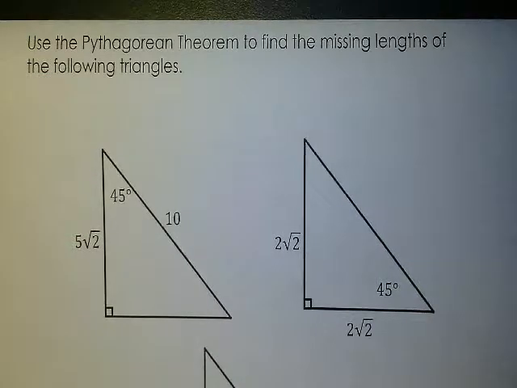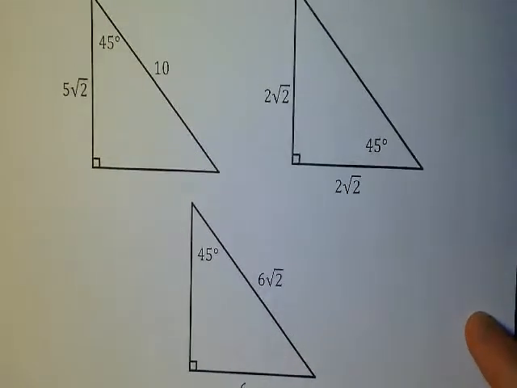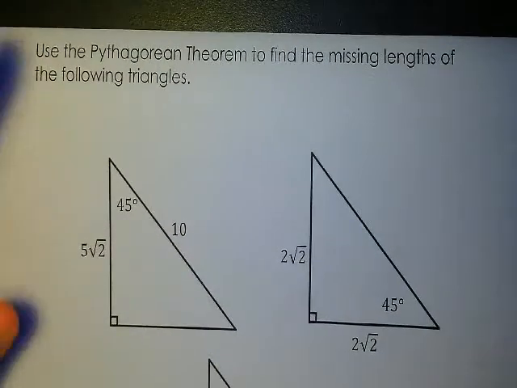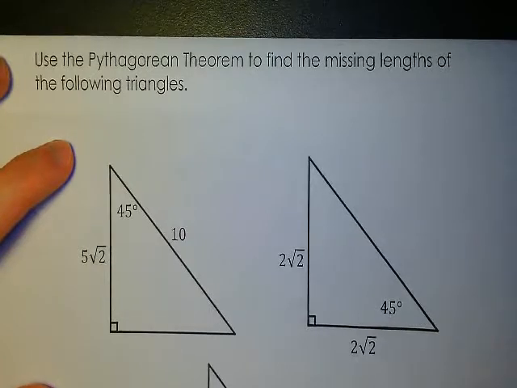Good afternoon. Today we're going to be talking about 45-45-90 right triangles, or isosceles right triangles. We're going to start by taking a look at the three triangles located on your guided note sheet. So if you would please take out your guided note sheet and join me where it says, use the Pythagorean theorem to find the missing lengths of the following triangles.